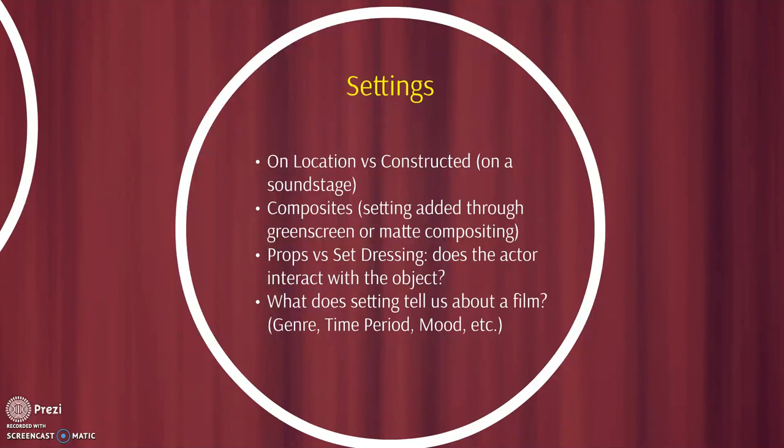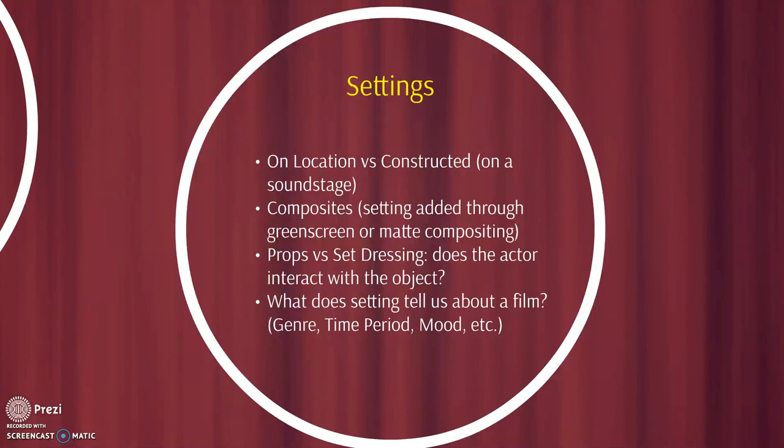So that's the difference between a prop versus set dressing: does an actor interact with the object? Do they pick it up? Do they touch it? Do they have some sort of physical interaction with that object? So a couch is just a couch until a character sits on that couch, and then the couch is suddenly a prop, right? So another thing to think about when we're talking about settings, props, and set dressing is, what do all of these things do together to tell us about the film? What do they tell us about the genre of a film? What do they tell us about the time period that the story is taking place in? The mood of the characters? A lot of information can be conveyed through the setting before characters say a single word.